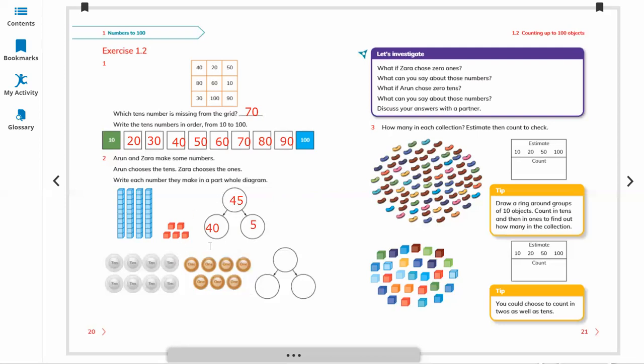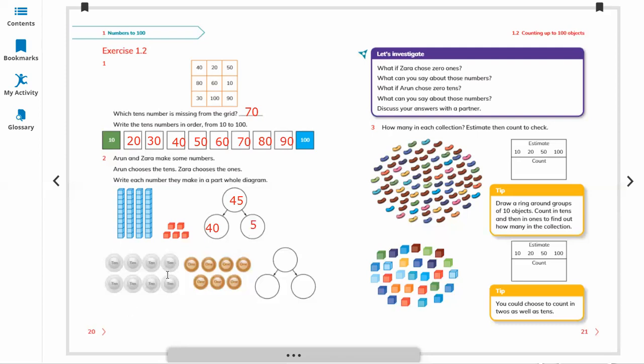So 40 is Arun's number, and Zara chooses ones that are 5. 4 tens and 5 ones makes 45. That is what we wanted, two numbers: 5 are ones and 40 are tens. So move on to the next question.